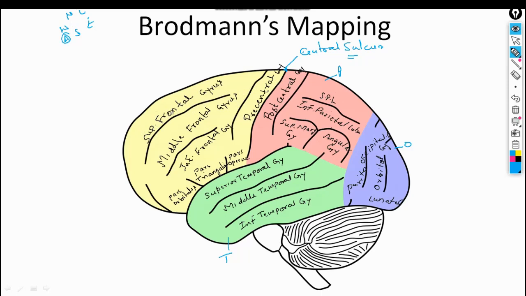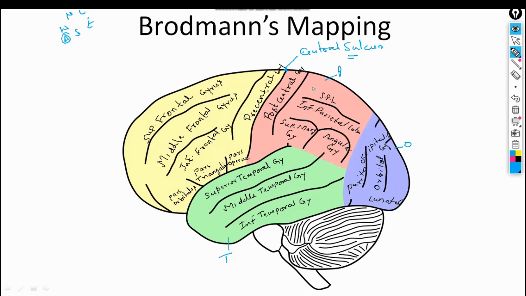Anterior to this precentral gyrus is the frontal gyrus, which is divided into three. The one which is superior is the superior frontal gyrus, this one is the middle frontal gyrus, and this one is the inferior frontal gyrus. The inferior frontal gyrus is further divided into pars opercularis, and the anterior one is pars triangularis. Anterior to this pars triangularis is the pars orbitalis. Clear? So this is about the frontal lobe.